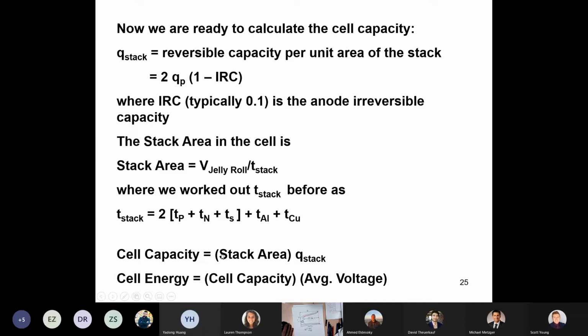So the cell capacity is the stack area that fits into the cell multiplied by the capacity per unit area of the stack, this thing here. And the cell energy is the cell capacity times the average voltage. So all these things make sense and they're easy to work out.